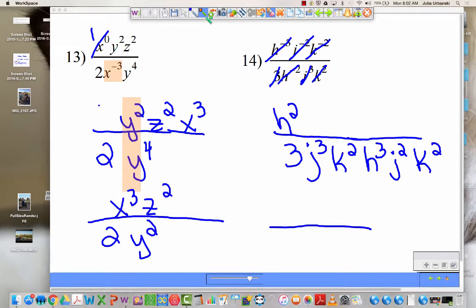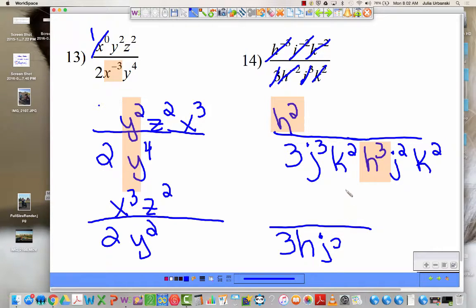The h's can reduce. This h squared can reduce with this one. It's going to be h to the first where? On the bottom. So 3, h to the first. What letter goes next? The j's. J to the third, j to the second becomes j to the fifth. And then the k's. K to the fourth. And do we need a 1 here? Yeah. On the top you need 1. On the bottom you don't need a 1. And that's all you really have to be able to do. Okay, so you're combining, adding, subtracting, and moving your negative signs.